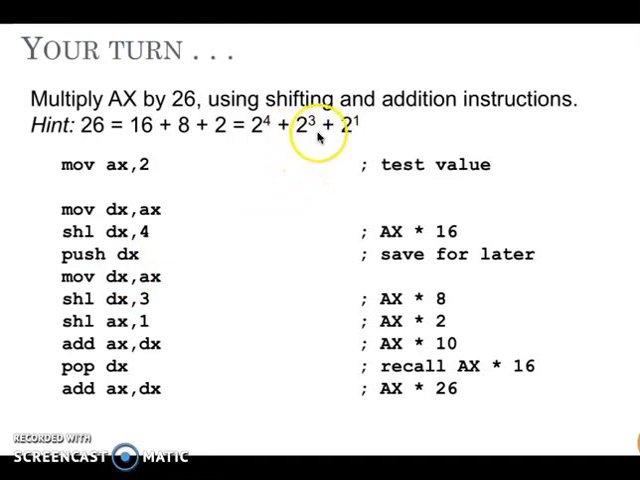Then I move the original value in AX to DX again. Next we do the shift to the left for 3 bits. Of course, AX originally holds the original value, so it can just shift 1 time. After we finish this one, we add DX for the 2 to the 3rd power. Then, since DX has finished its job, we pop the first value for the 2 to the 4th power. Then we get the final value: AX becomes 26 times bigger. And actually you can name any integer, and we can do the multiplication to fill that up.